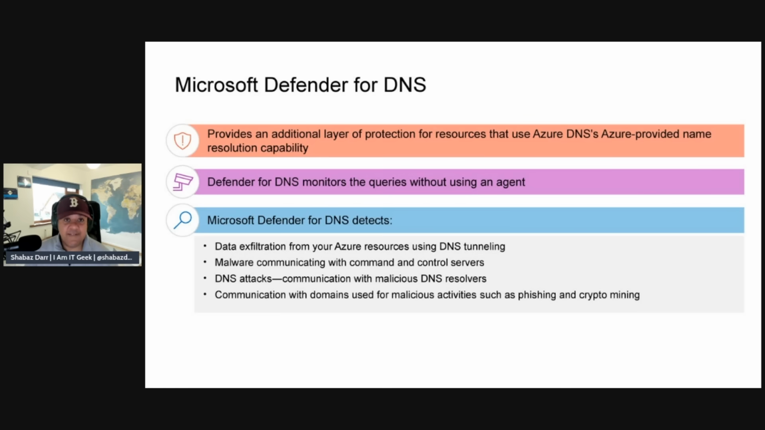Let's talk about some of the benefits of Microsoft Defender for DNS. It detects suspicious and anomalous activities such as data exfiltration from your Azure resources using DNS tunneling. Also malware communicating with command and control servers. DNS attacks, which is communication with malicious DNS resolvers, and communication with domains used for malicious activities, such as phishing or crypto mining.